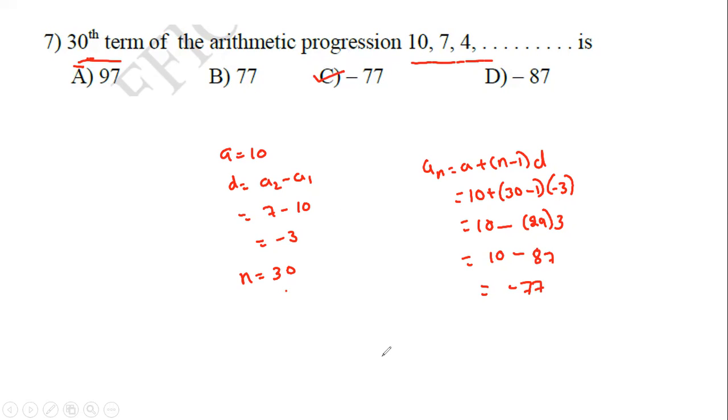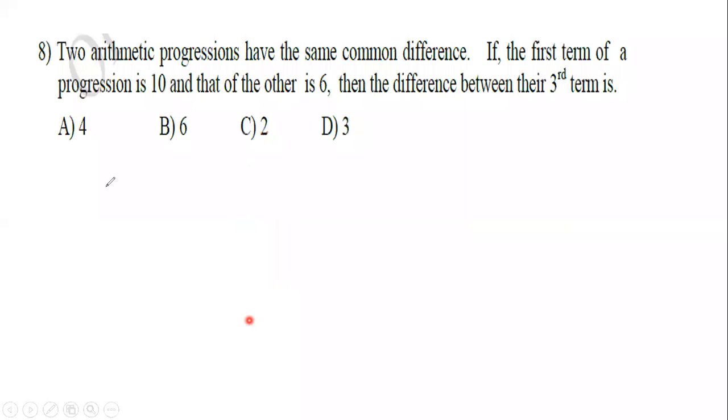Next sum. 8th question. Two arithmetic progressions have the same common difference. Here, the main thing is two arithmetic progressions are there having the same common difference. If the first term a of the progression is 10 and that of the other is 6, I will consider the first arithmetic progression, first term I will consider as 10. Another one, a2, is equal to 6.